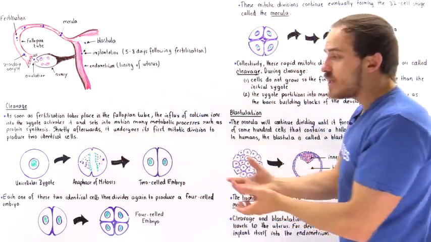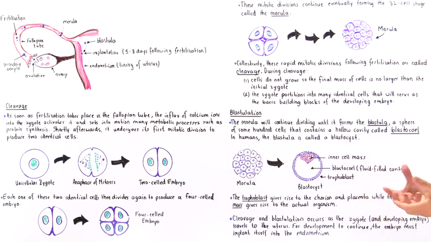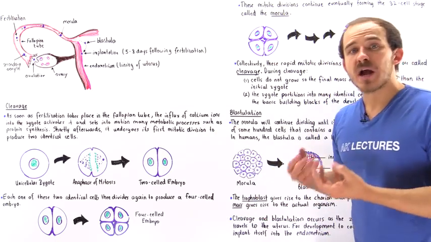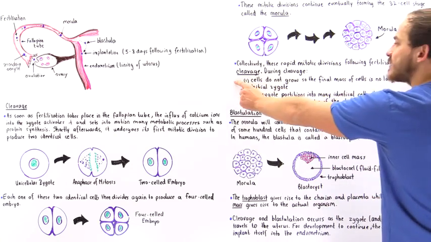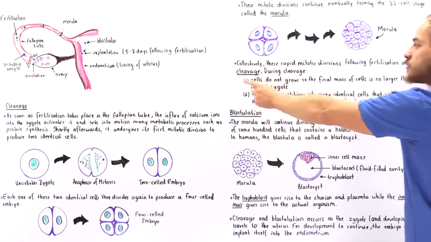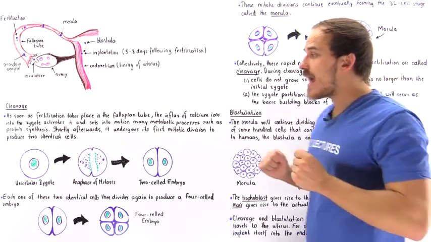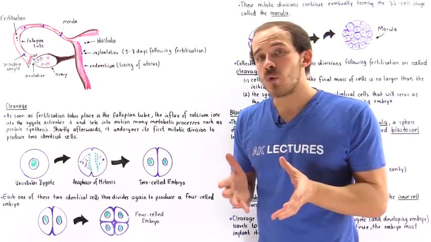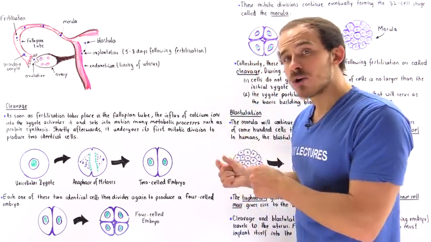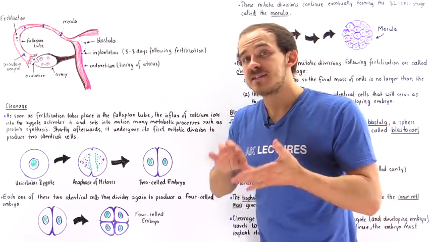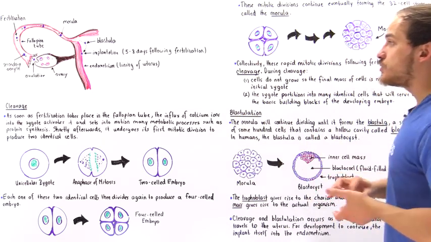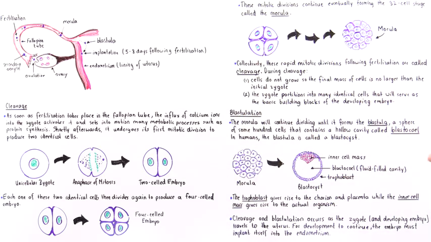So everything we discussed so far, which are basically very quick and very rapid mitotic divisions, this process is known as cleavage. And during cleavage, the individual cells do not actually grow. In fact, the cells get smaller and smaller. But these cells are identical. They carry the same exact genetic information, and they are of equal size.